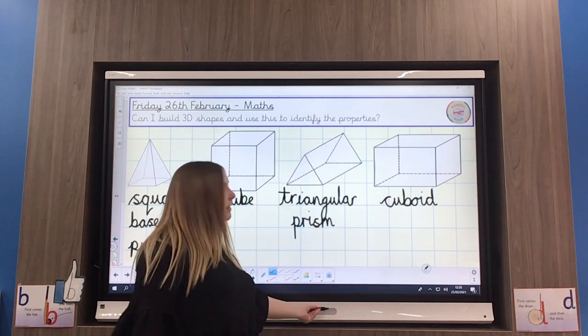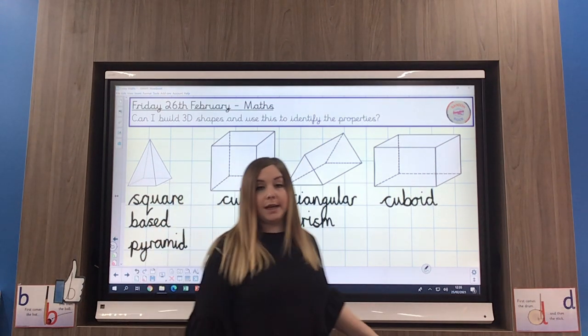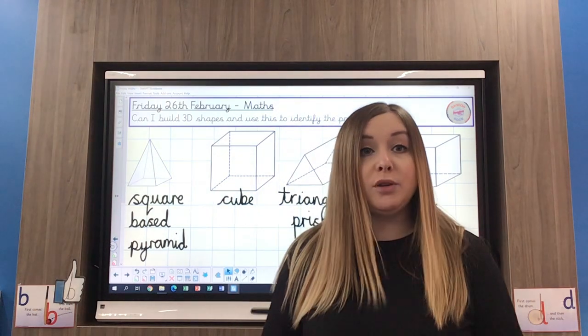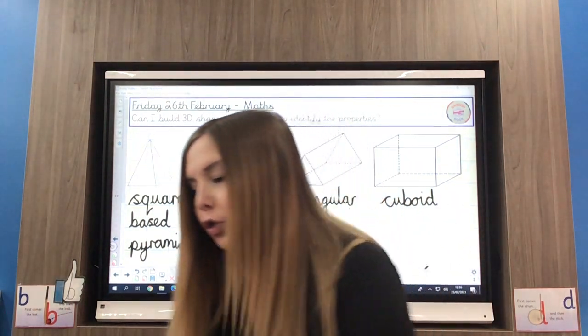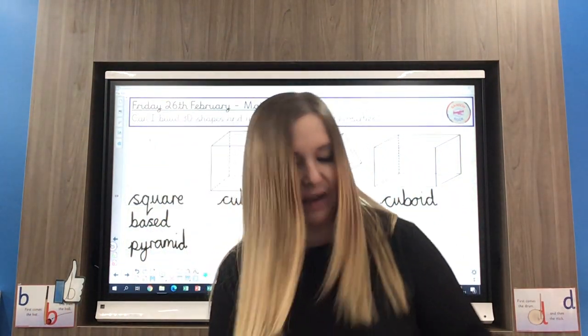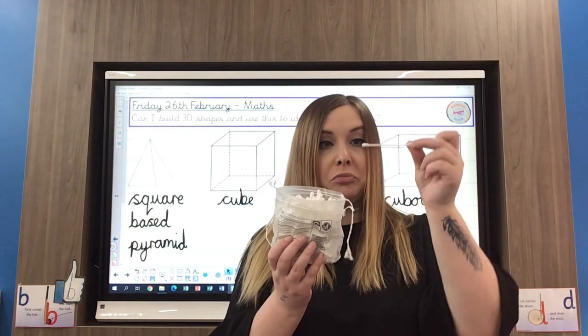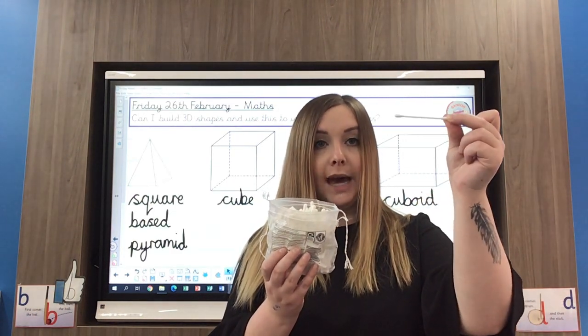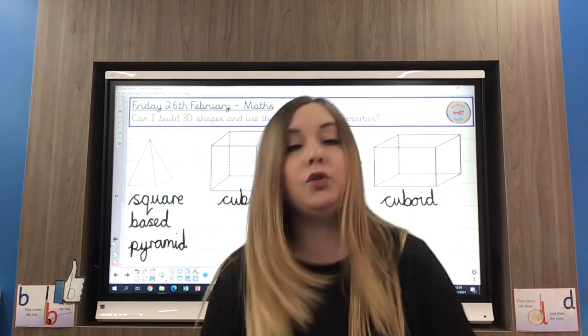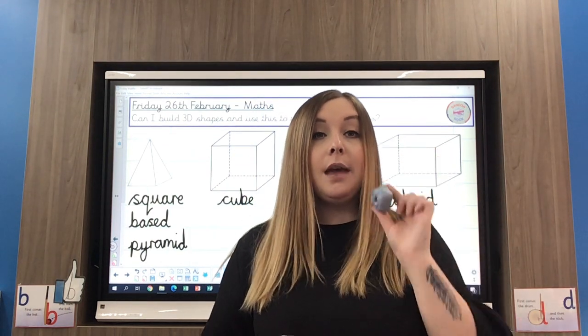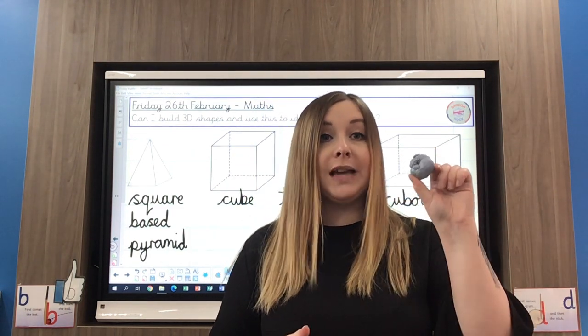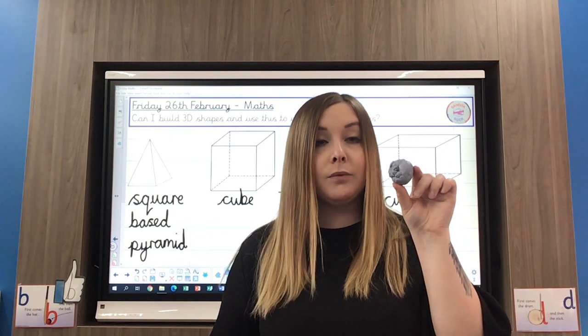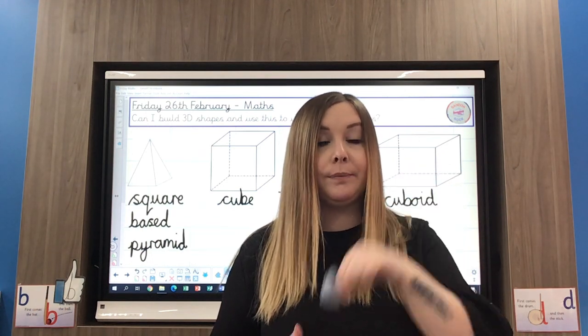Okay, so these are the 4 shapes we're going to have a go at building at home. Now, I've just had a rummage in my cupboard at school to see what I could find. And I found some cotton buds. I'm sure lots of you will have those at home. And I found some blue tack. Now, you might not have cotton buds or blue tack, but you might have Play-Doh or sellotape.